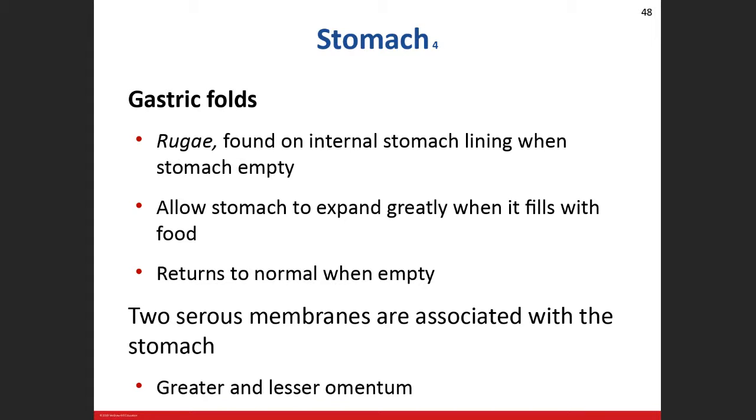But when you start to put food into the stomach, it'll stretch out. So when the stomach is relatively empty, you'll see these folds in there. As it stretches out, these rugae will start to slowly disappear, as they're accommodating for the space from all that food that enters into the stomach.